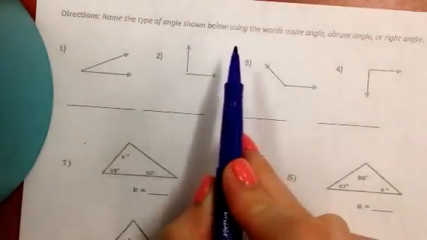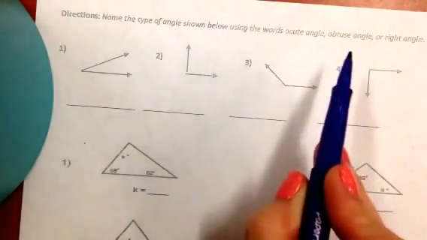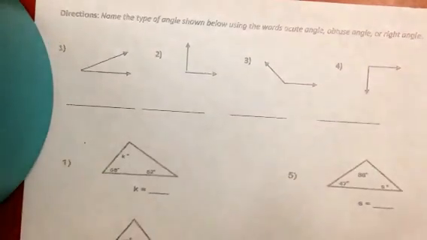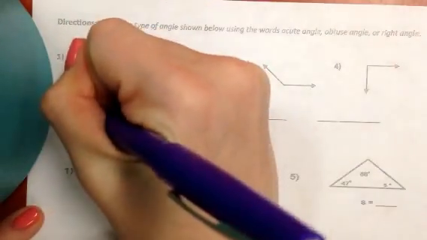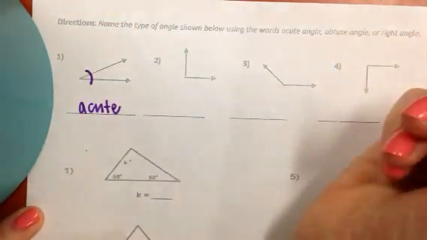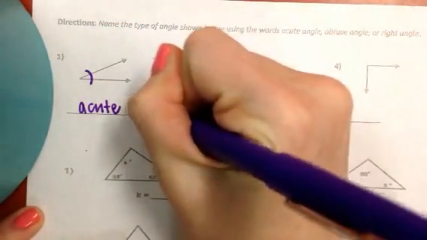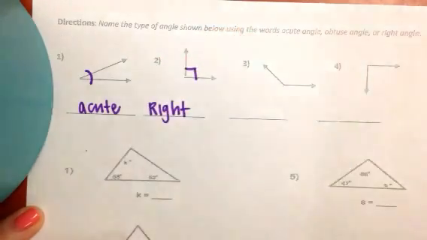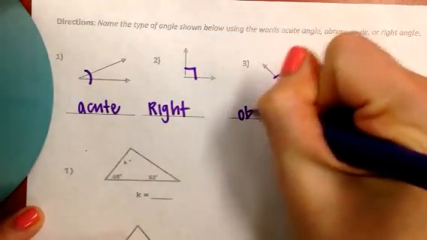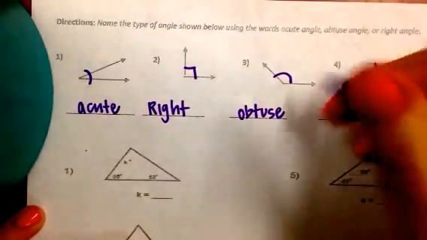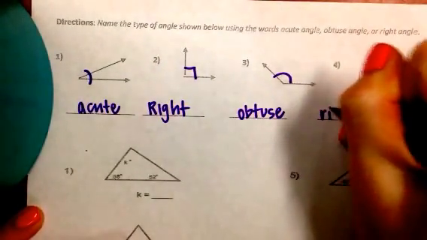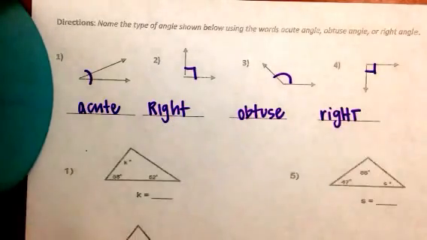Okay, now let's go to the back. Go ahead and press pause on the video so that you can name the type of angle shown below using acute angle, obtuse angle, or right. Press pause. All right, now you can check your work here. This guy's an acute angle. It's definitely smushed. Here is a perfect right angle. Here we have a stretched out obtuse. And even though it's upside down, this is still a perfect L, two perpendicular lines. So we have another right angle.